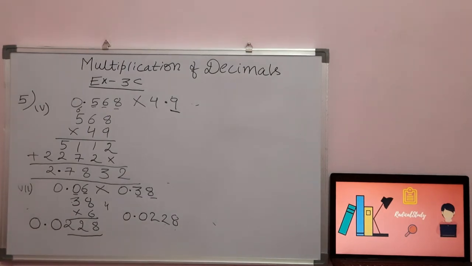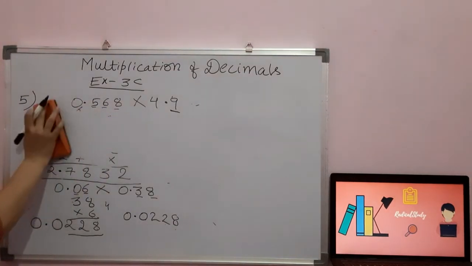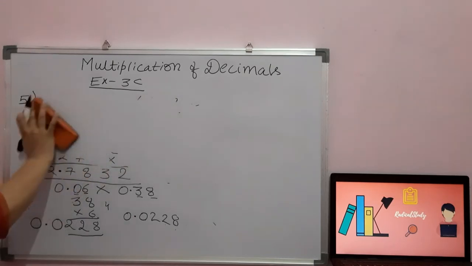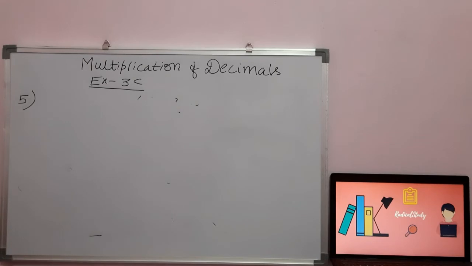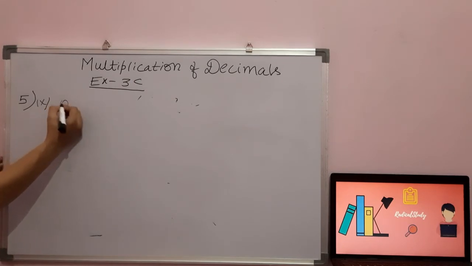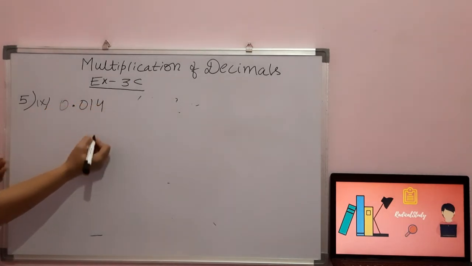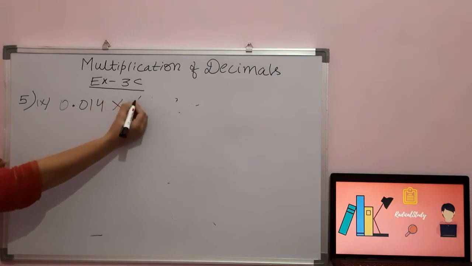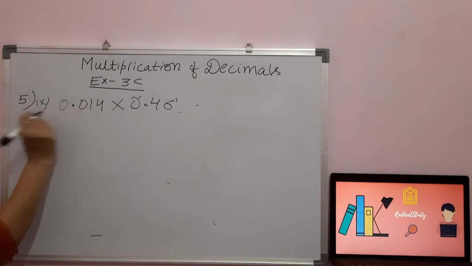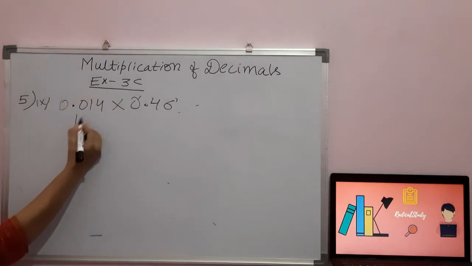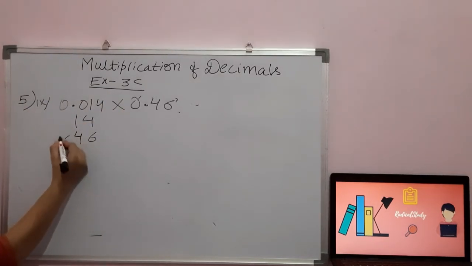Now I am going to solve the next option, which is option number 3. So please pay attention students. I think option number 9. So I am explaining it for you. So it is 0.014. You have to multiply it by 0.46. So the first step is ignore all the decimals and zeros. 14 will be multiplied by 46.